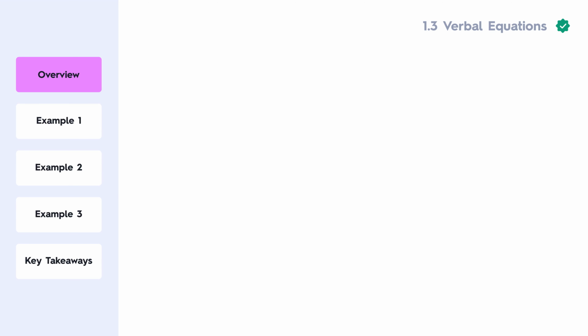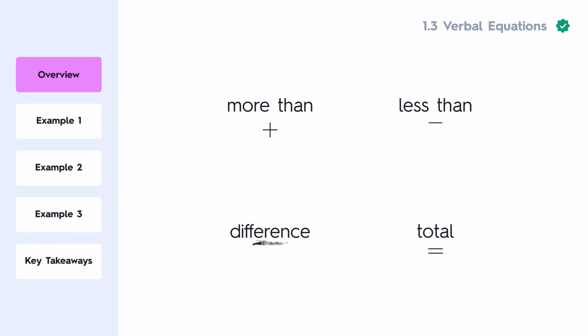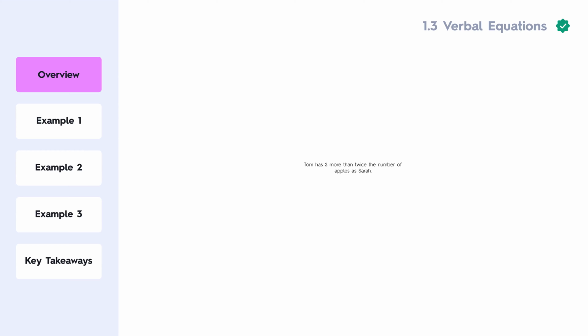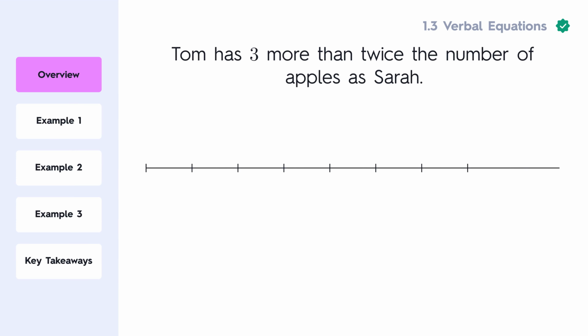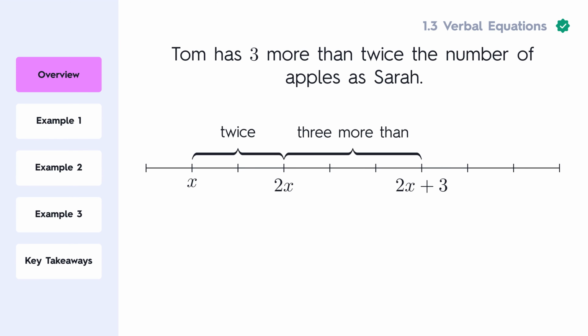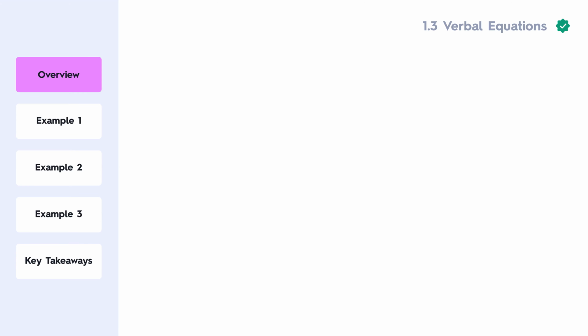Here's the key idea. When you see a word problem, look for clues in the form of numbers, relationships like more than or less than, and keywords like total or difference. These clues will help you form the equation. For example, Tom has 3 more than twice the number of apples as Sarah. You could represent Sarah's apples as x, and Tom's apples as 2x plus 3. Remember, once you've solved for the variable, always check your solution by plugging it back into the problem.